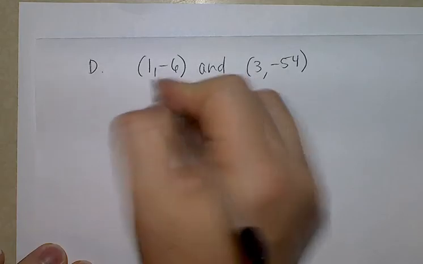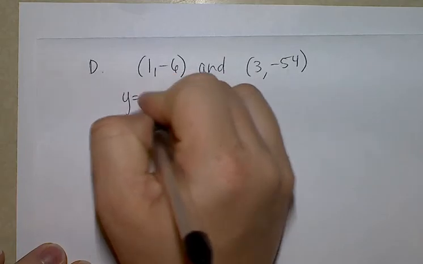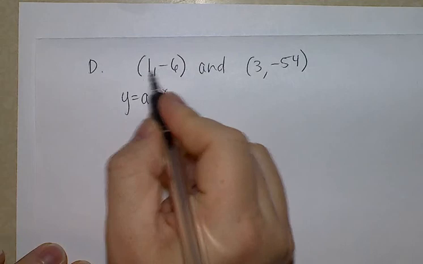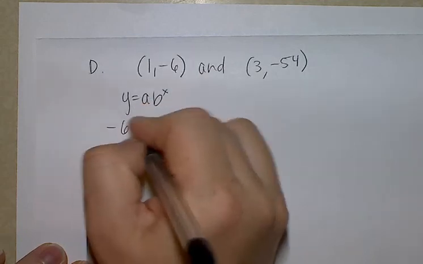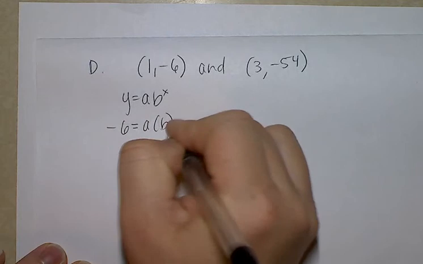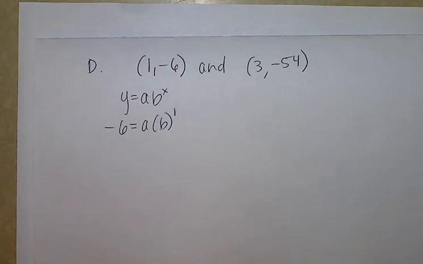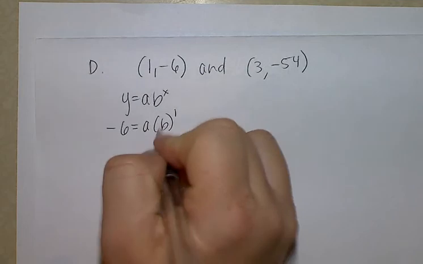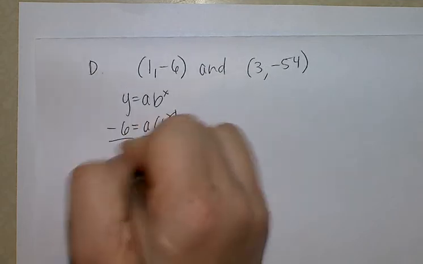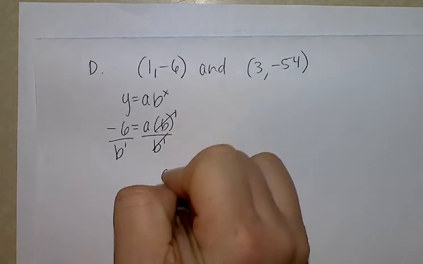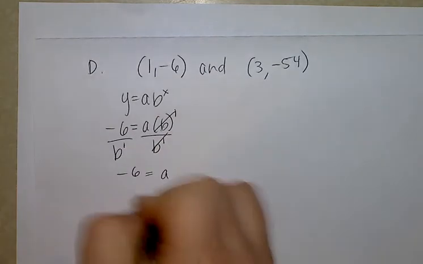I'm going to start with the first one. And wherever I see an x and a y, I'm going to substitute in a 1 and a -6. And just like in the previous problems, our goal for the first part of this is to solve for a, or isolate the a. A is being multiplied by this quantity. Opposite of multiplying is dividing. And now I have a is equal to the quantity -6 over b to the first.